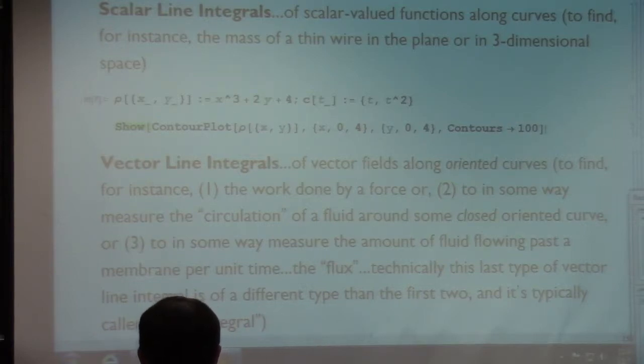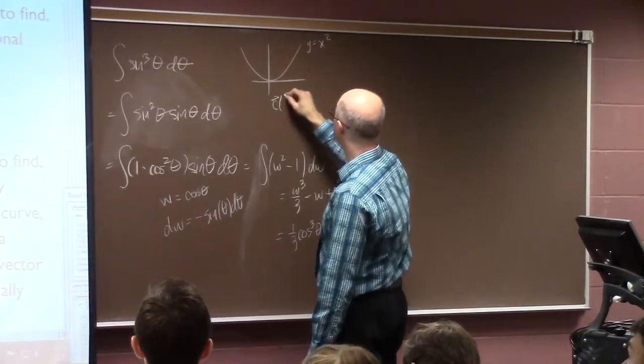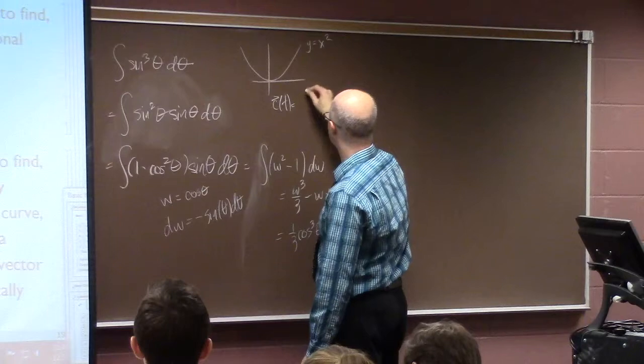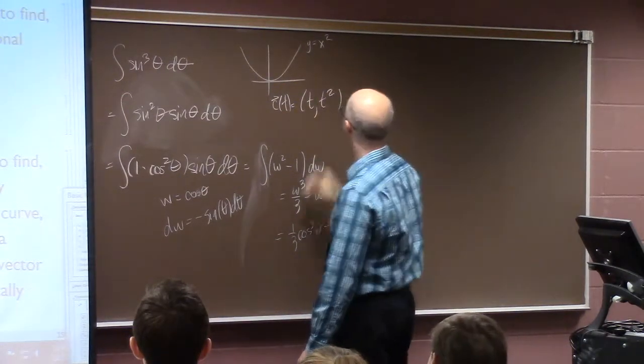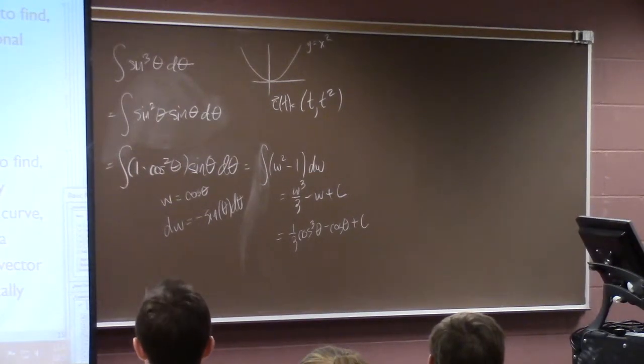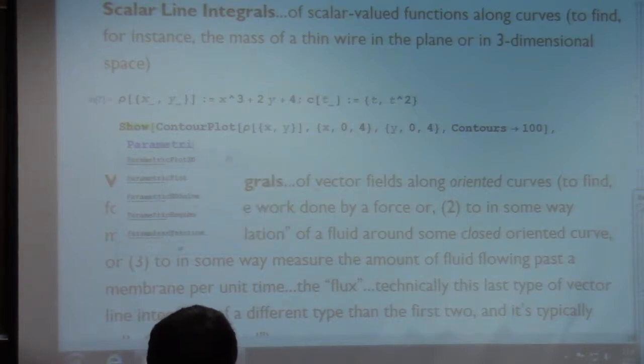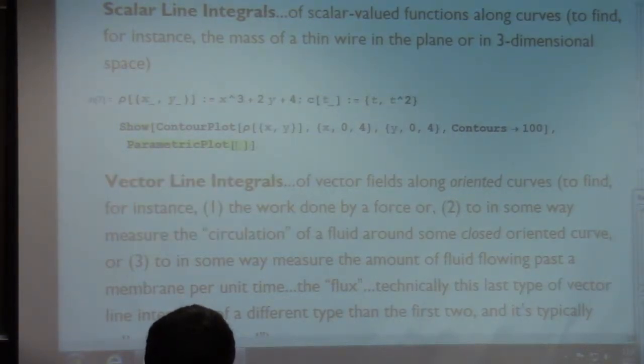I'm going to let, with the parametric curve there, t comma t squared, that's a parameterization of the parabola y equals x squared. You can parameterize that parabola with t comma t squared. Essentially, you're letting x equal t, and therefore y equals t squared. Graph it with parametric plot. C of t, t goes from 0 to 2, say.